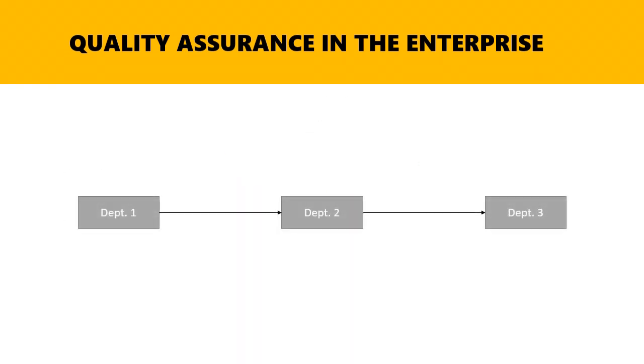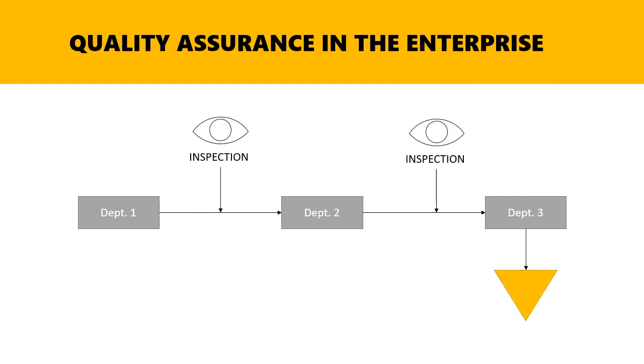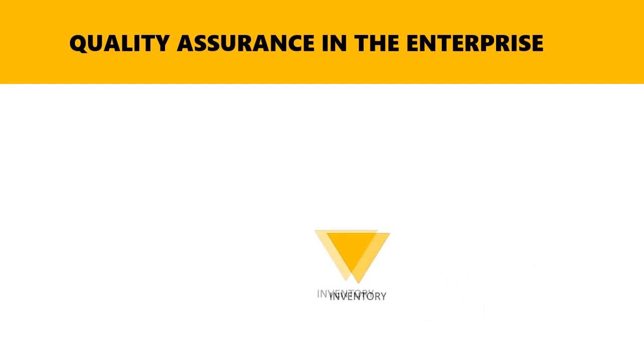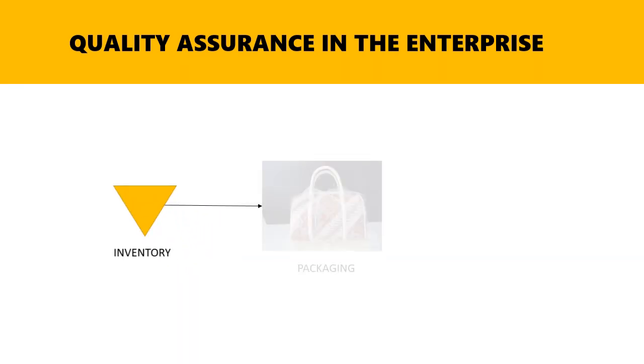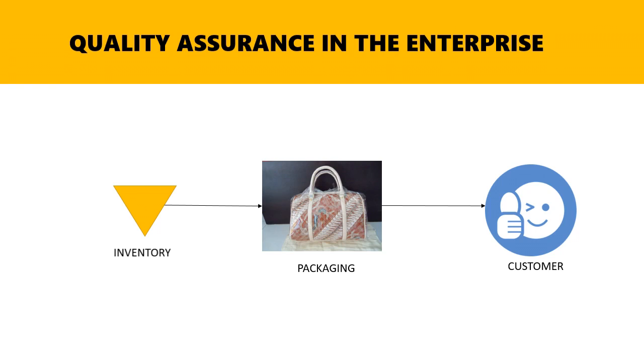And then next, each department will have an inspection before going to the inventory. Each flow or product will have an inspection. Finally, from inventory before going to the customer, there will be a packaging process, and before the packaging process, there will be an inspection to make sure that all of the products fulfill the requirements.